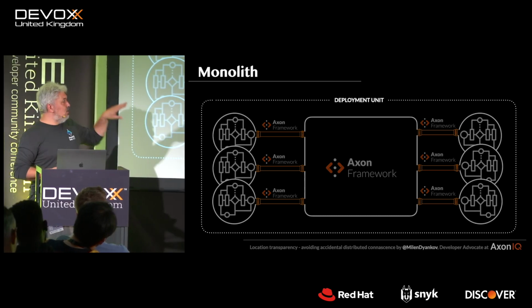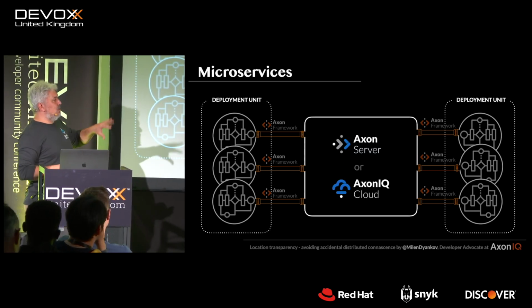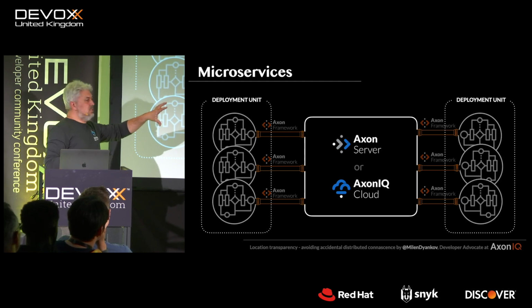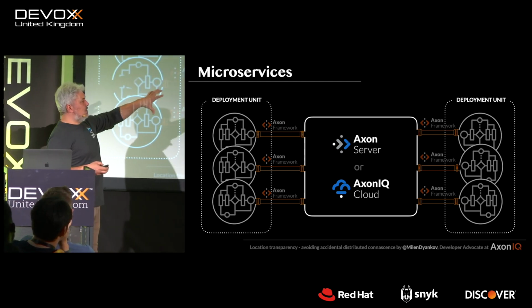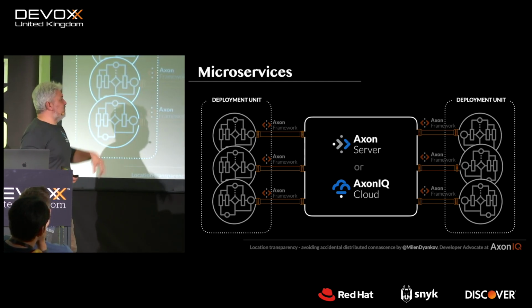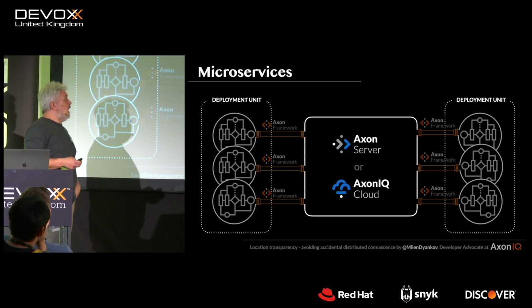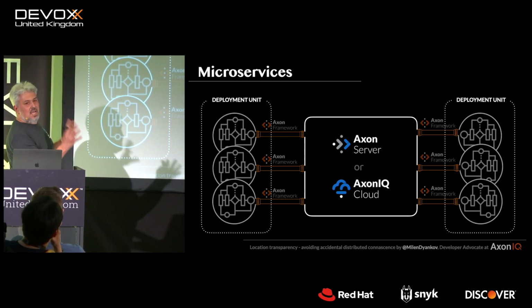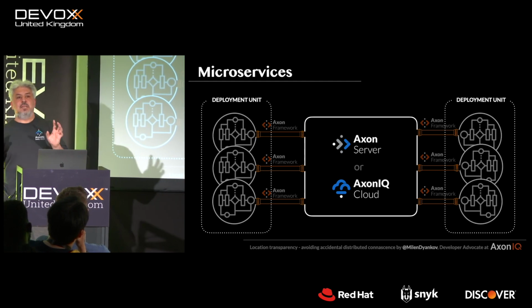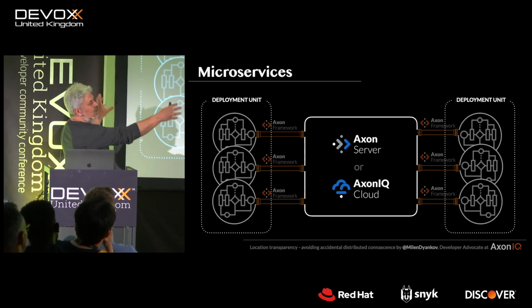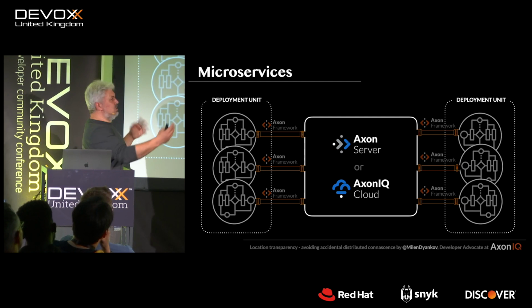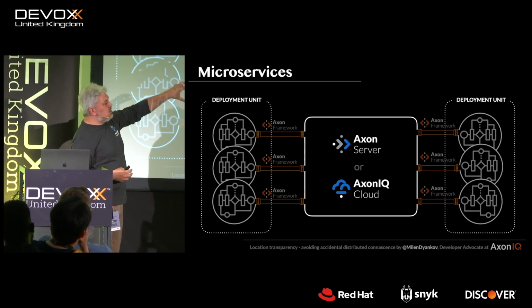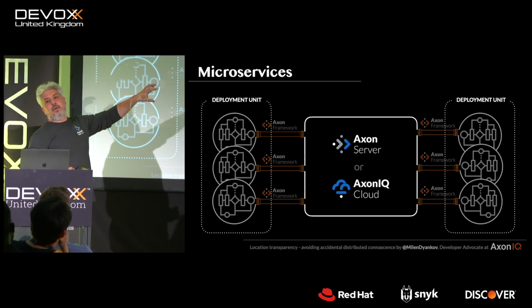And so what you can do is you can put something that is a distributed message bus, a routing system in the center. And we created one for you. It's called Axon Server. And now the very same application, without changing a single line of code, can be deployed as independent deployable units. And then Axon Server is going to do the routing between them.